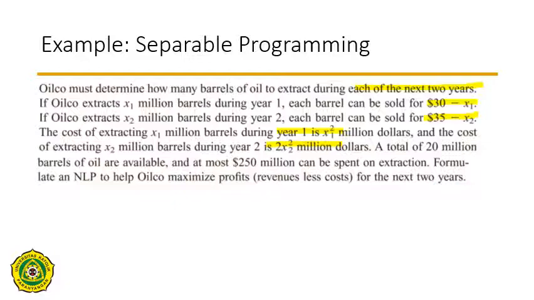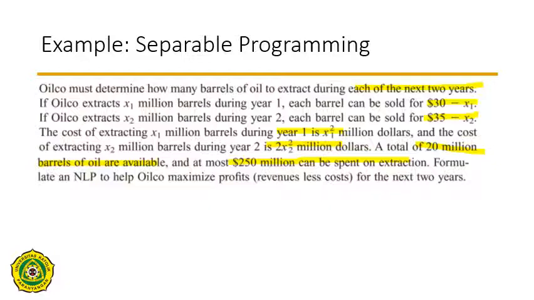And then 20 million barrels of oil are available, and at most $250 million can be spent on extraction. So we have two constraints here. The first is that the amount of oil is only 20 million. And then for the money, we also have the constraint of $250 million that can be spent for extraction.